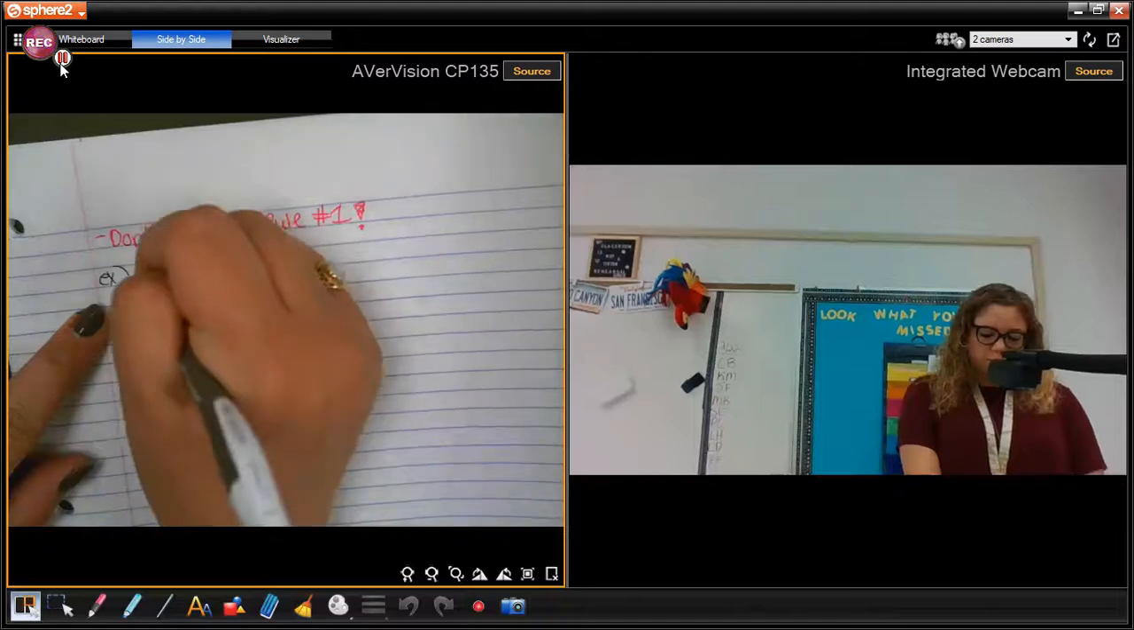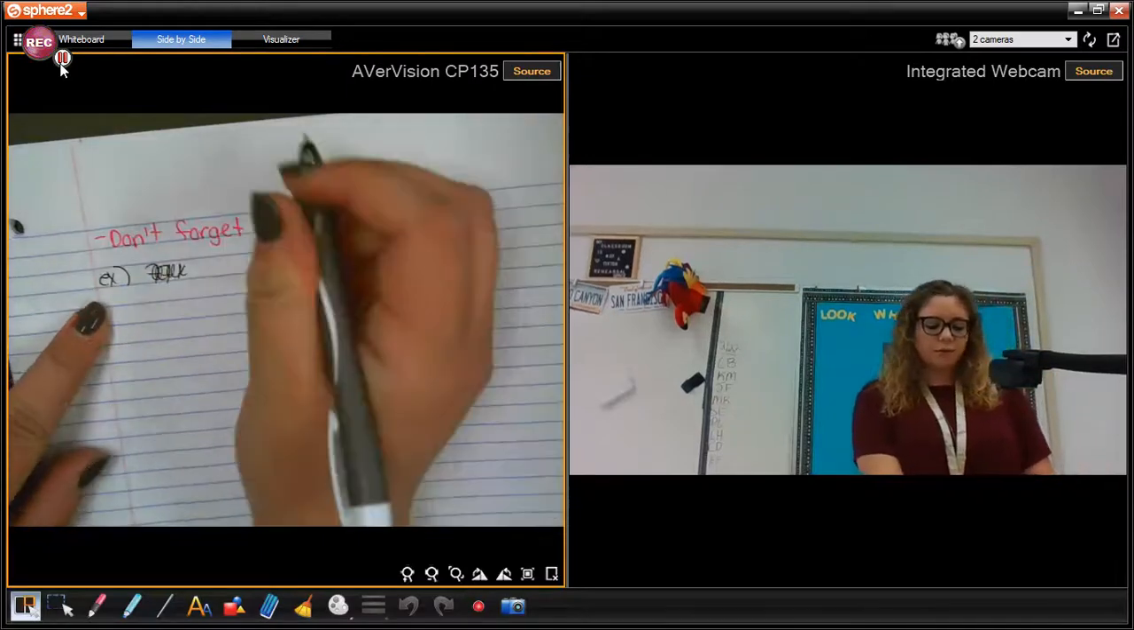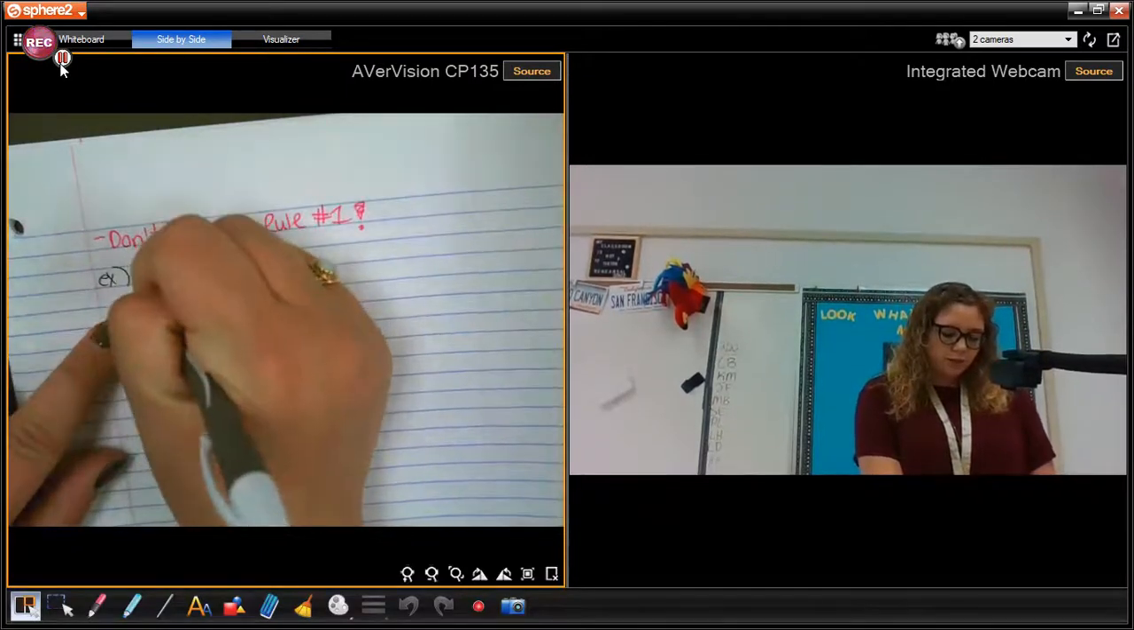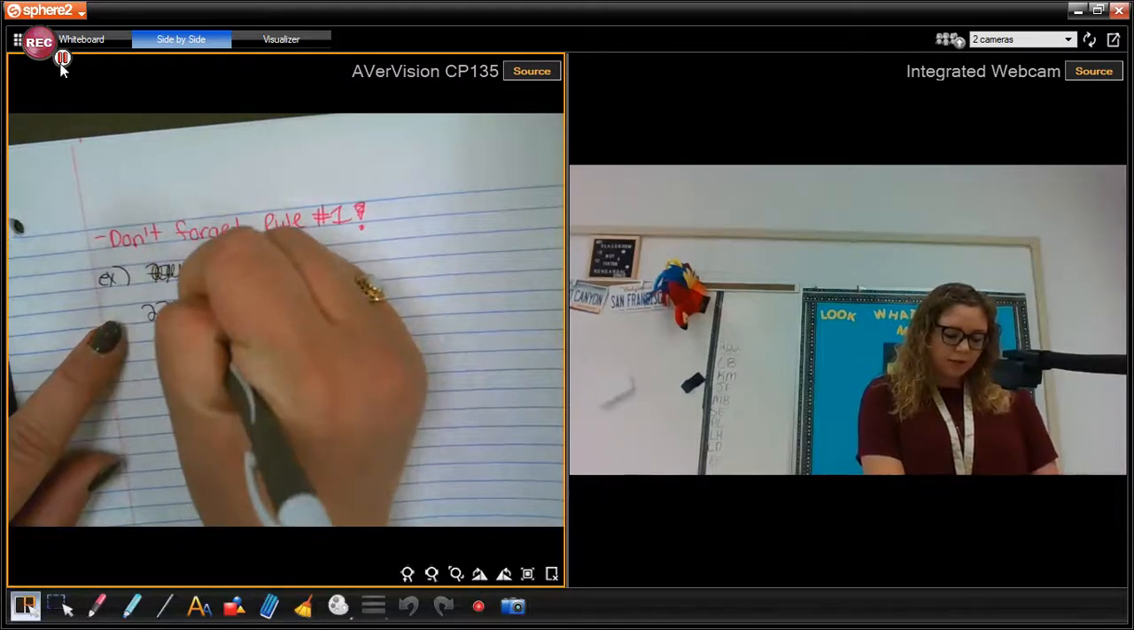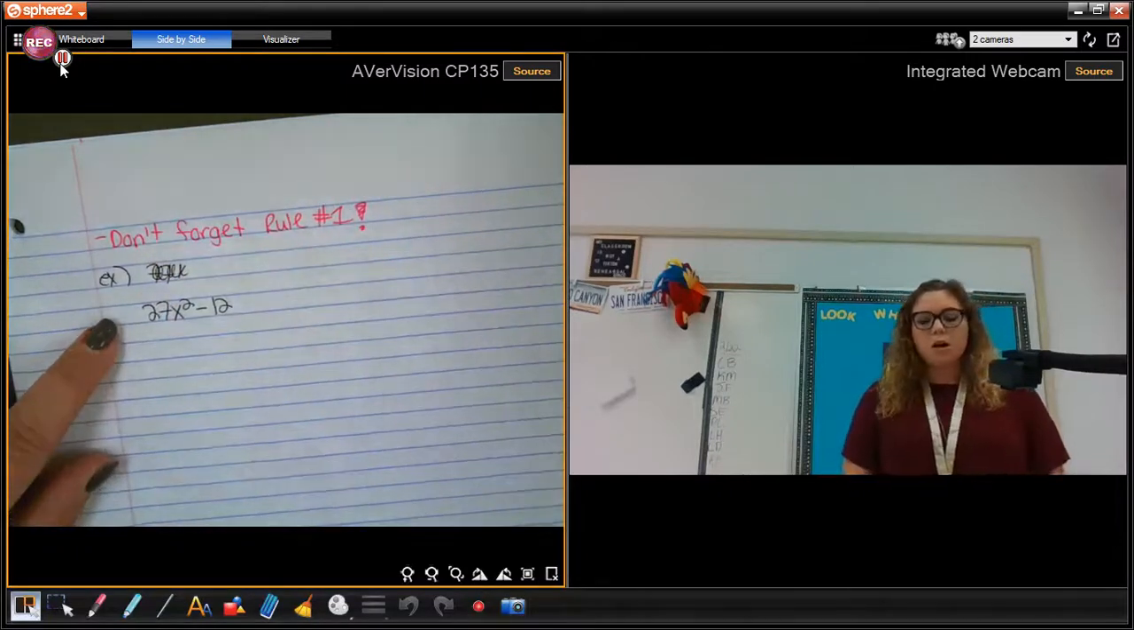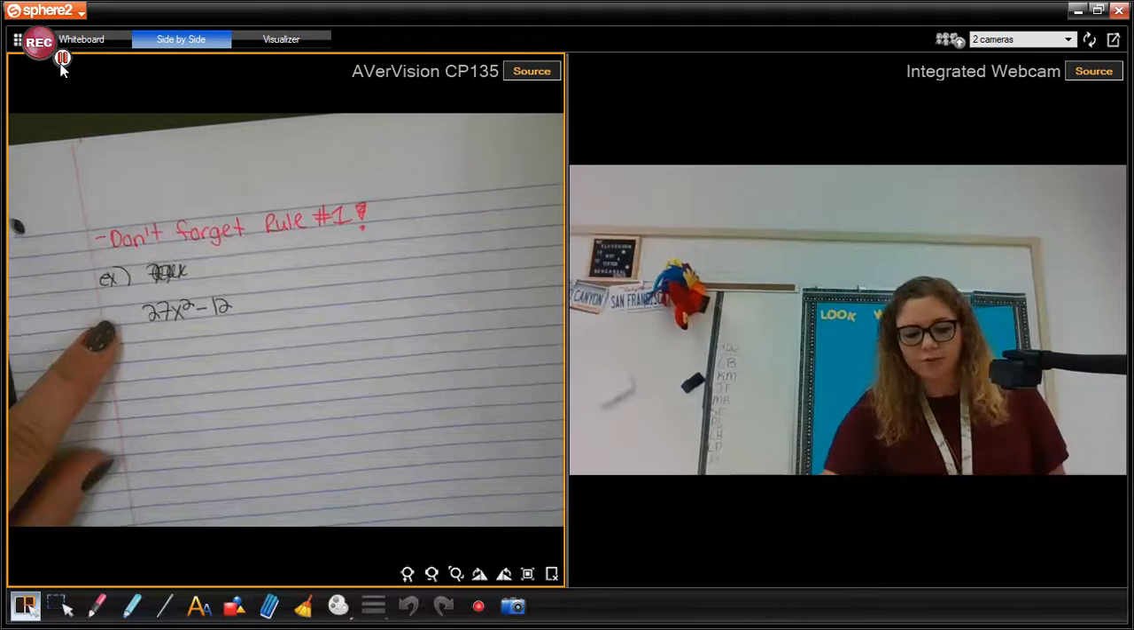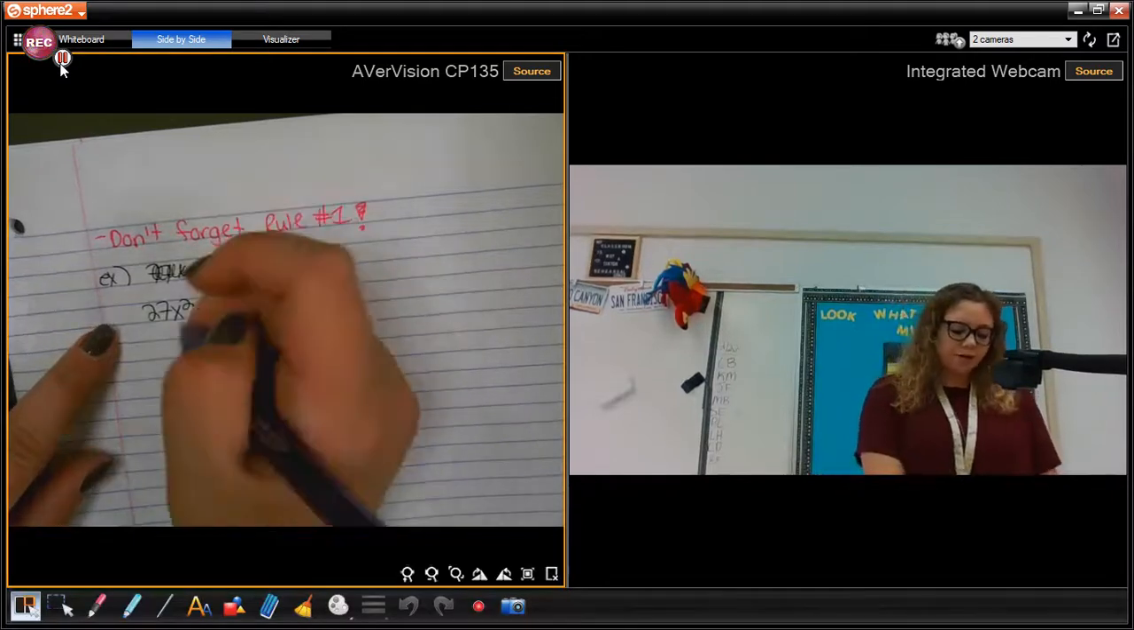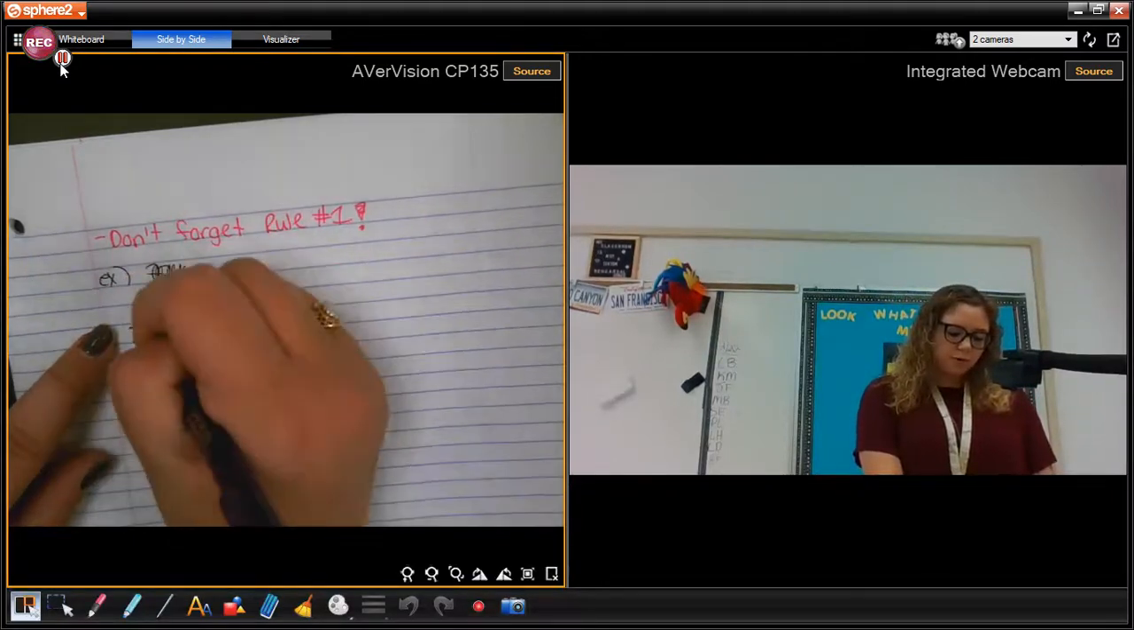27x squared minus 12. Always want to see if I can factor first. What can I factor? I can factor out a 3. 3 goes into both.